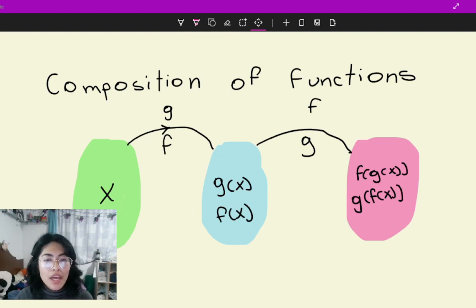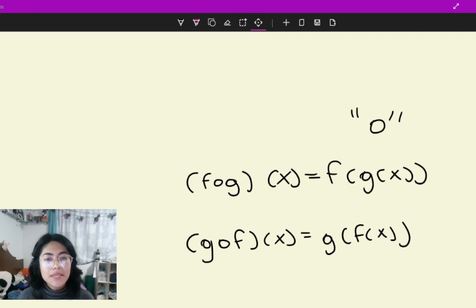To find f of g of x, we have to find g of x first, and then we substitute the result in f of x. The symbol of the composition of functions is this: f composition g of x equals f of g of x. Then let's look at the following example.